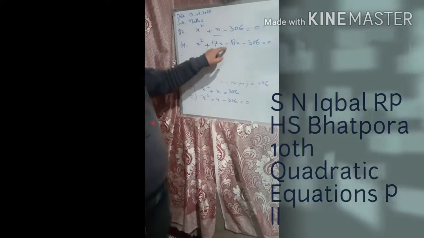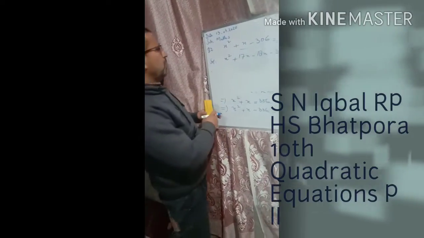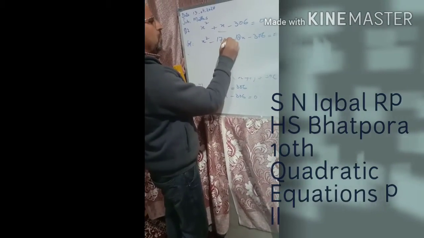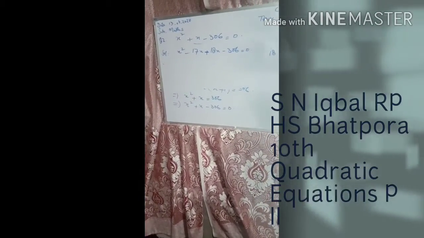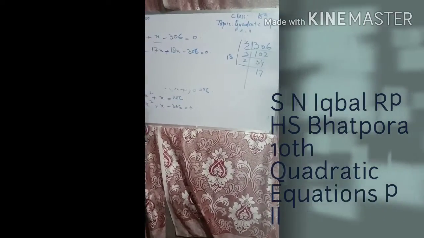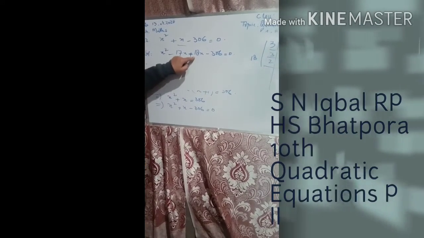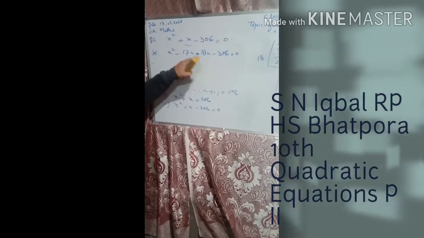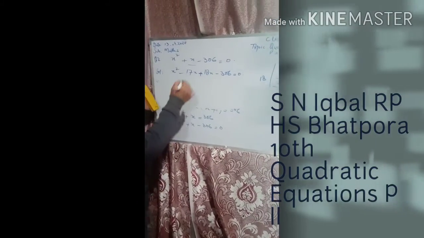Why plus 17x minus 18x? We see it should be minus 17x plus 18x, because the middle term is positive. The middle term is positive, so the bigger term must be positive, and one term is positive and the other is negative, so their product must be negative, as 306 is negative.